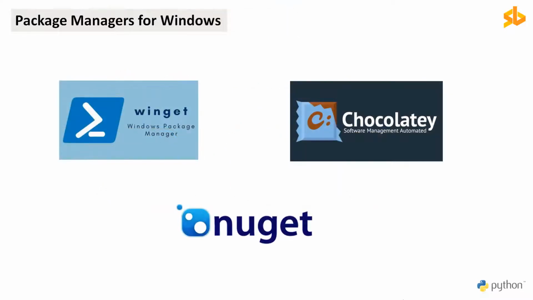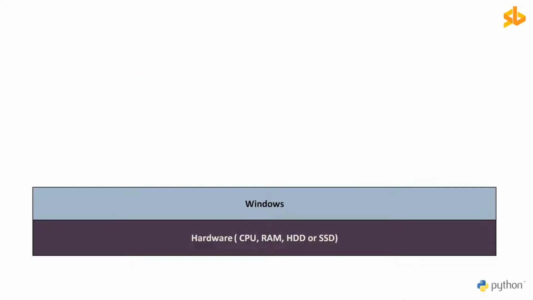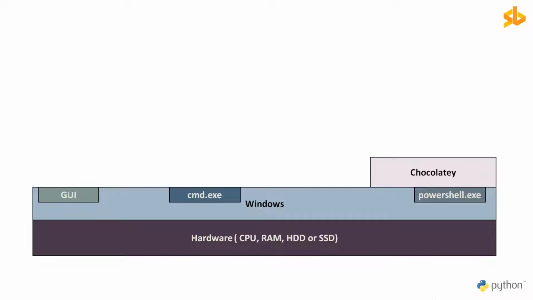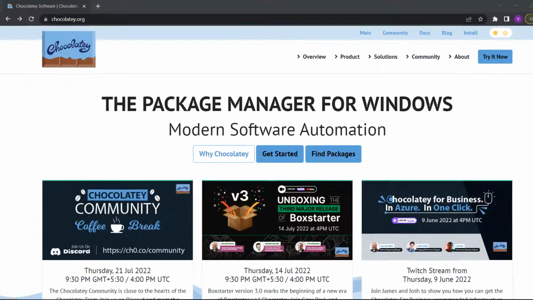There are many types of package managers available for Windows operating system. One of the most popular ones is Chocolatey. It doesn't come bundled with the Windows operating system by default, so we need to install it first. We can do it using the Windows GUI or using one of the CLIs like the Windows command prompt or the Windows PowerShell that come bundled with the Windows operating system by default. In this video, we will use Windows PowerShell.